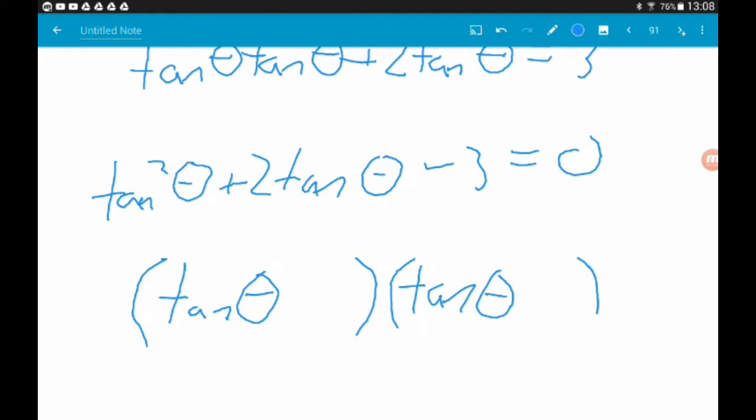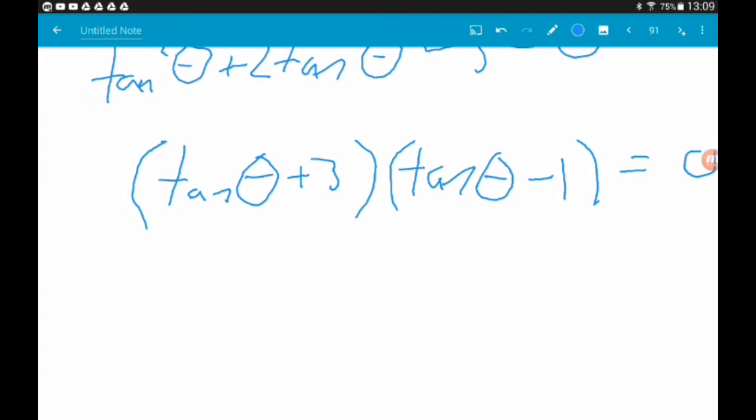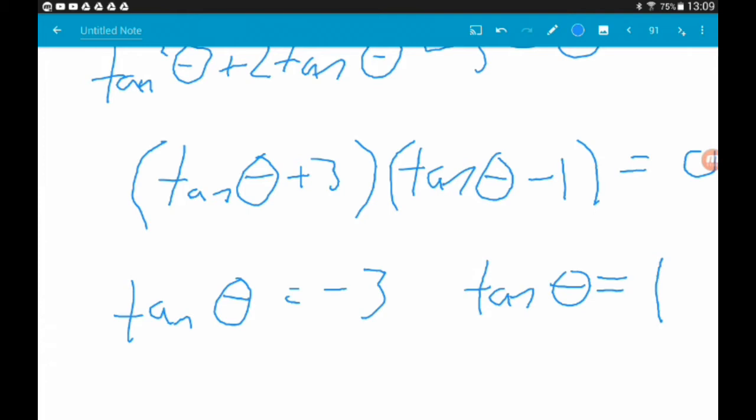We need two numbers that multiply to minus 3 and add together to positive 2. So that's going to be plus 3 and minus 1. This now gives us two separate solutions, or two separate values for tan theta. So we get tan theta is equal to minus 3 and tan theta is equal to 1.